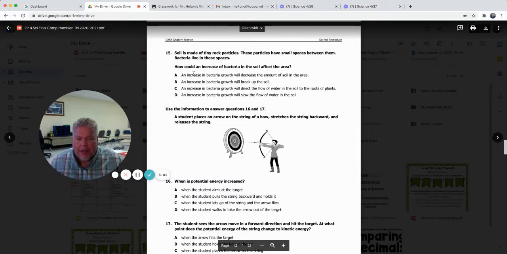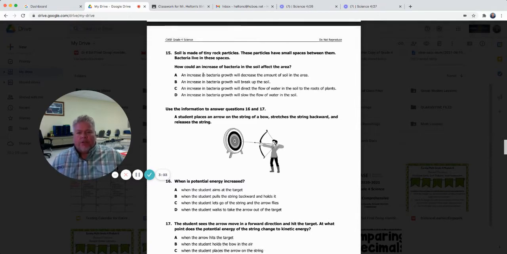An increase in bacteria growth will decrease the amount of soil. An increase in bacterial growth will break up the soil. An increase in bacterial growth will direct the flow of water to the soil roots of the plants. An increase in the bacterial growth will slow the flow of water in the soil.